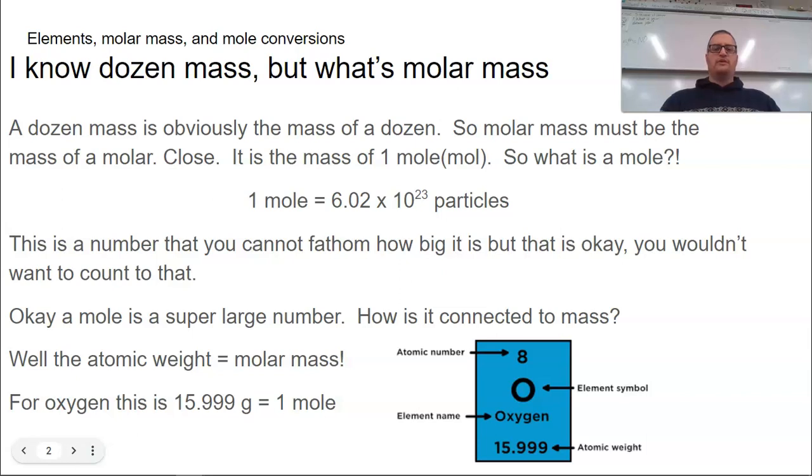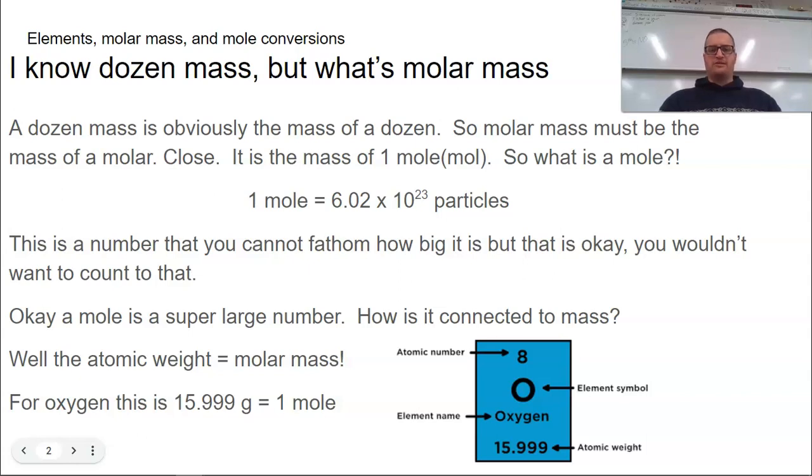Hello. Today we're going to be looking at elements, what's called molar mass, and some mole conversions. So in the lab we talked about a dozen mass, the mass of a dozen things, whether they be cotton balls, corn particles, rice grains, a dozen of objects, right? But molar mass, well, what's a mole? So a mole is a very large number, 6.0 times 10 to the 23rd particles.